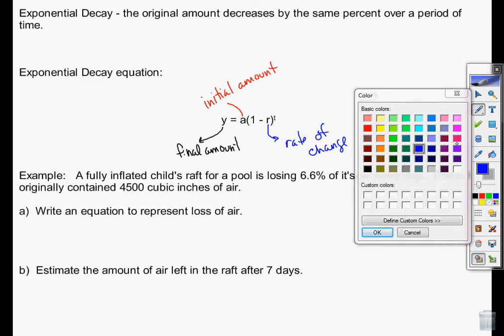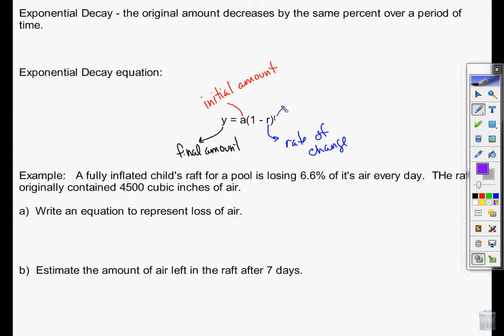And t is the time. The only difference between the two is this right here. In growth, that's plus, and in decay, that's minus. Otherwise, it's the same exact equation. Okay, and it makes sense, right? If you're decaying, you're decreasing, so you would subtract as opposed to add.